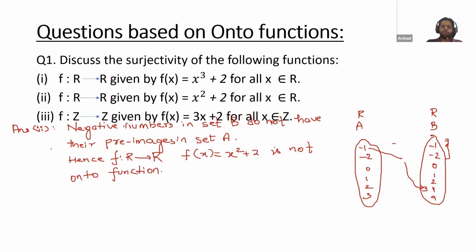One more thing, in the second question, I have taken all the numbers. I have written negative numbers, all the numbers. But in case the same thing does not come to your mind, then you can just give a simple example. If you are not able to analyze completely, you are not able to find all the numbers, then you can just give a simple example. For example, you can say that -4 does not have its pre-image inside here. That's why this is not onto. Similarly for Z, if you know that this is not onto, you can just give a simple example. Otherwise, try to solve. I will wait for your answers.